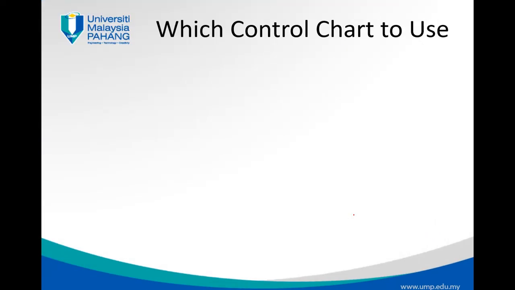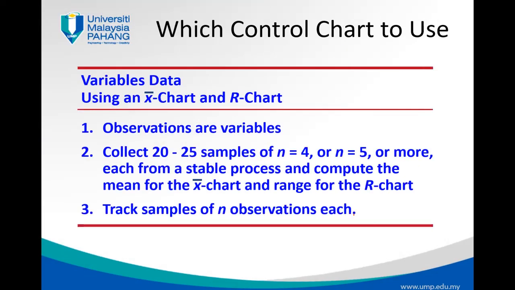Right. So now, which control chart to use? For variable data, definitely you need to use X bar chart and R chart. Observations are variable. Collect 20 to 25 samples of n equal to 4 or n equal to 5 or more each from a stable process, and compute the mean for the X bar chart and R chart. Then track the sample of n observations.